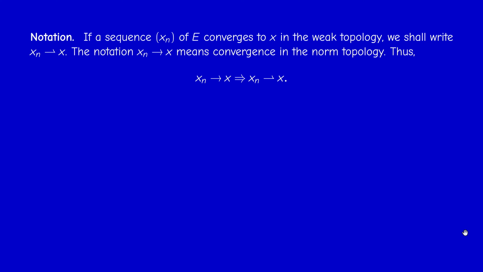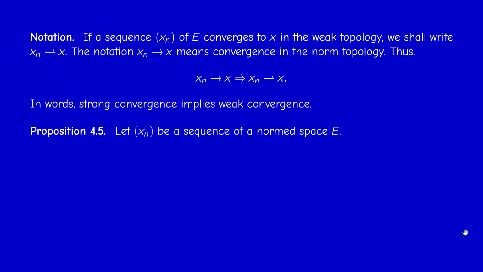Strong convergence implies weak convergence, because the strong topology is bigger. Okay, and we observed that earlier. So a smaller topology contains more convergent sequences, if you want to put it in this way. And there is another way to see that after I establish this proposition.